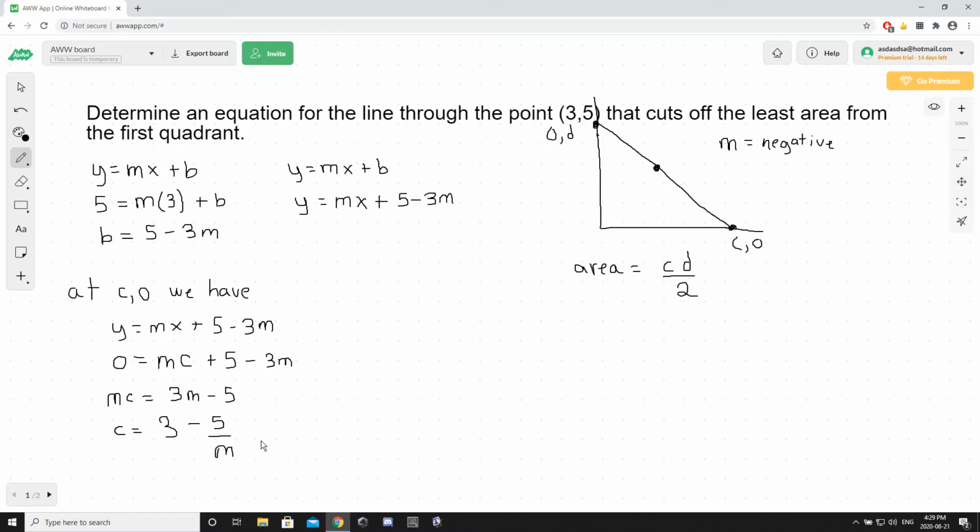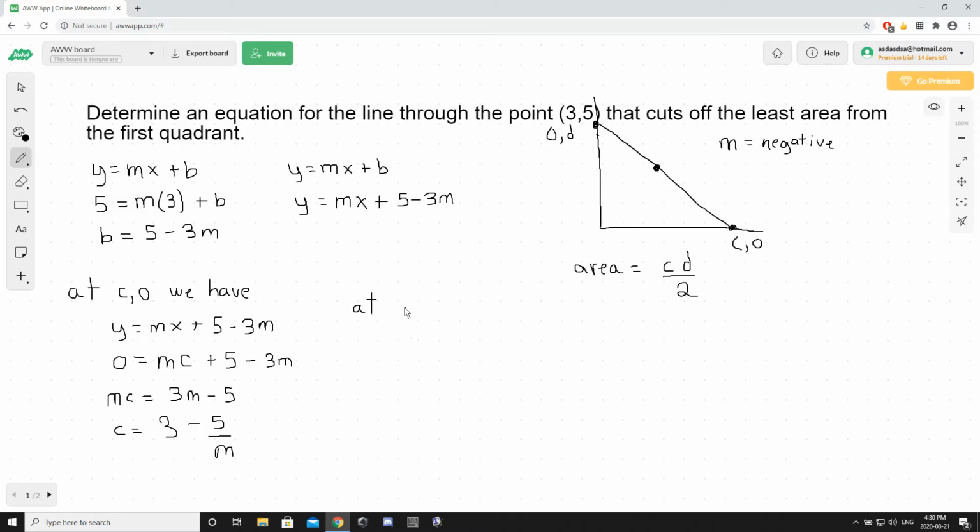Hopefully this is starting to make sense to you, and to help you see how this is relevant to developing this equation right here. The issue is that we have area equals c times d over 2, and we have two unknowns, but we'd like for this to only be one unknown. That's why we're expressing c as a function of m, and why we're about to express d as a function of m. Then I'm going to take those two expressions, c and d, multiply them together, divide by 2, and I've got the equation for my area, and then we're going to apply what we know about calculus. So let's do the same thing here.